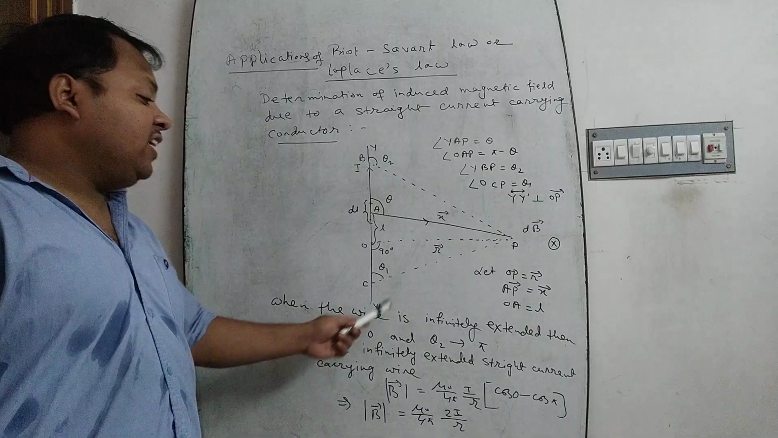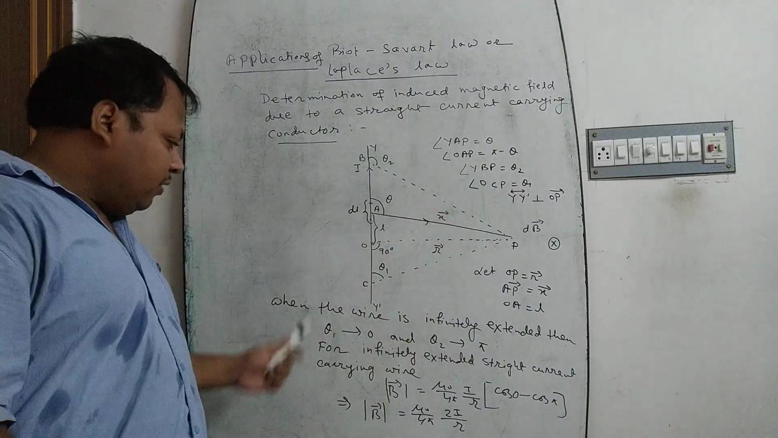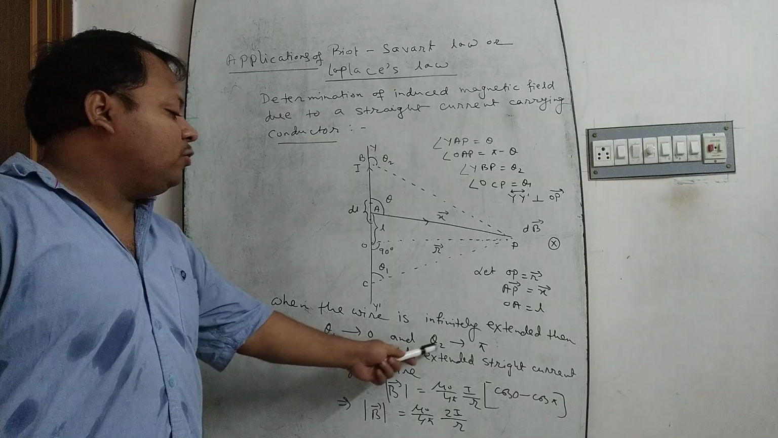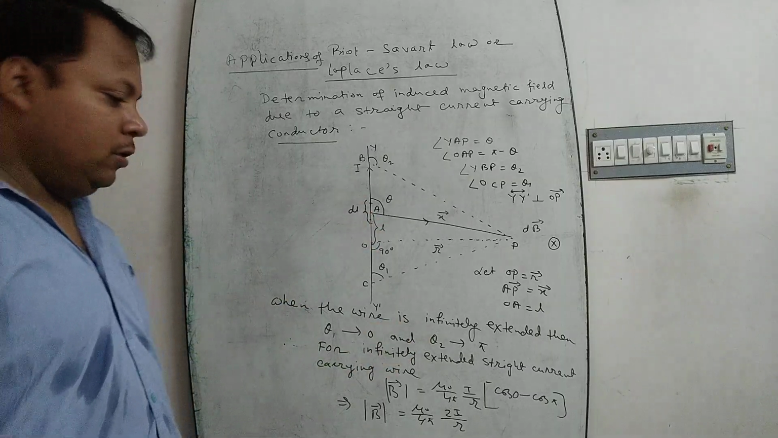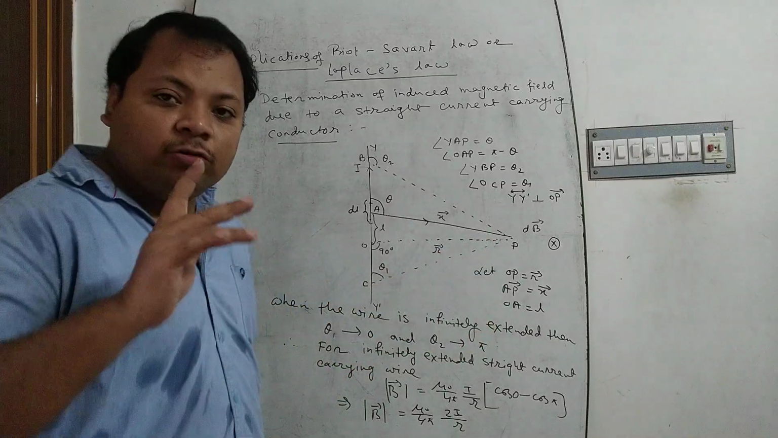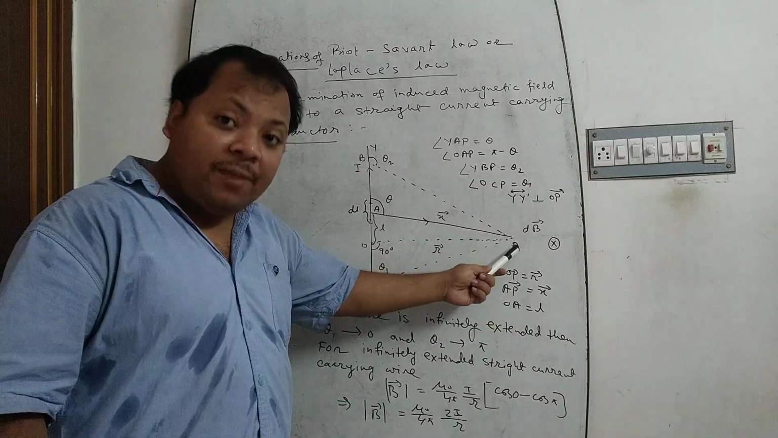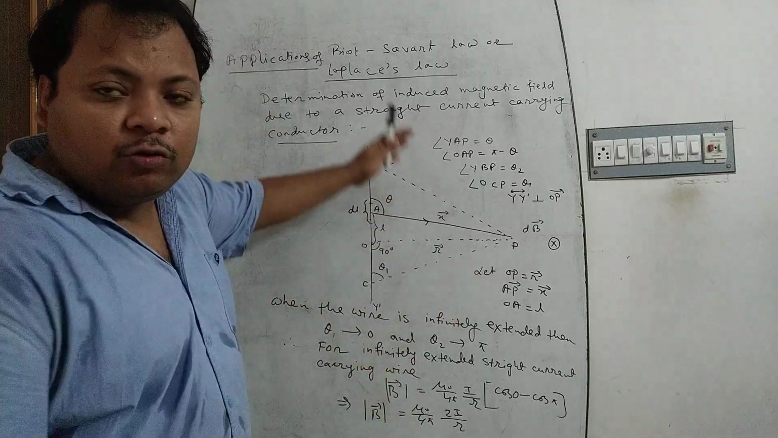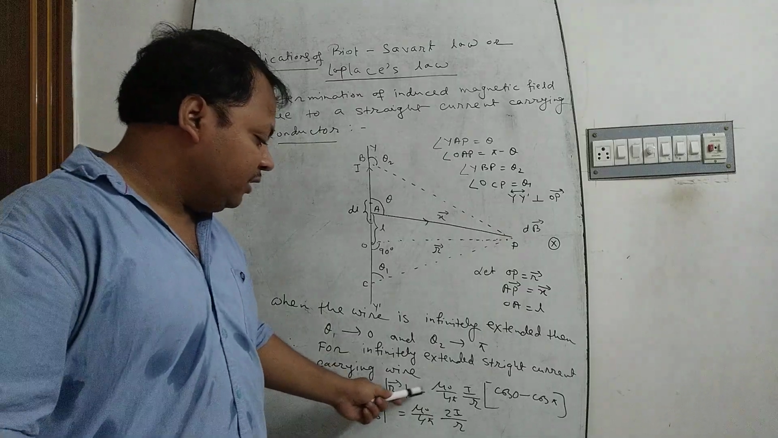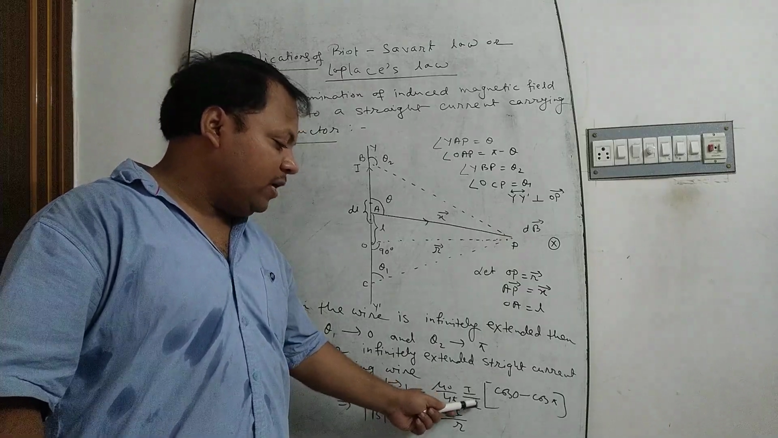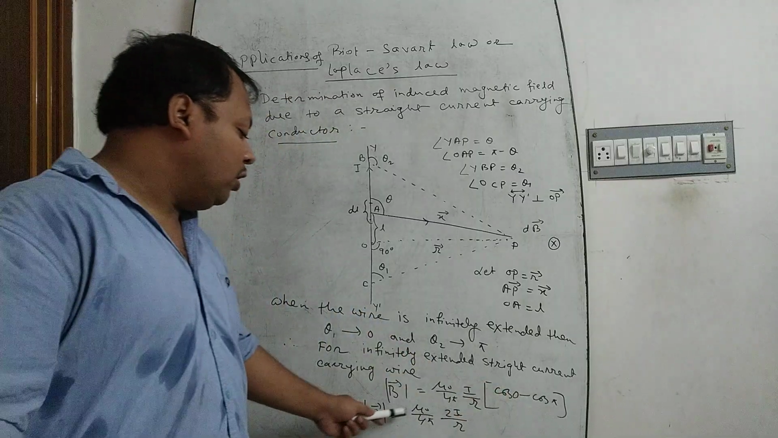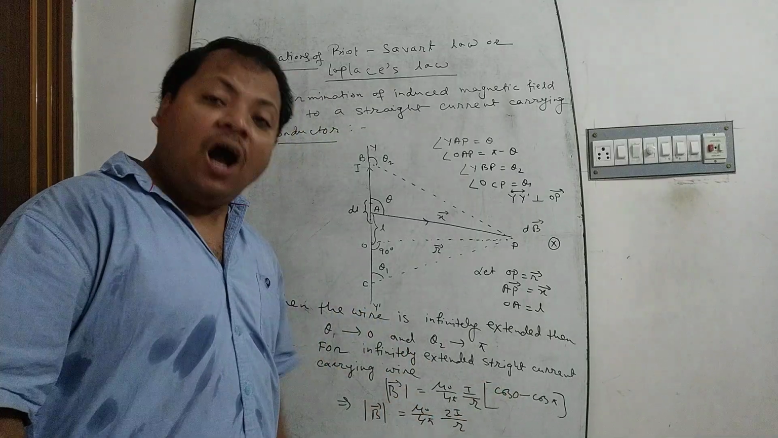When the wire is infinitely extended, then theta 1 tends to 0 and theta 2 tends to pi. Therefore, for the infinitely extended wire, the induced magnetic field at the point P becomes mod of B is equal to mu 0 by 4 pi I by R (cos 0 minus cos pi). This gives mod of B is equal to mu 0 by 4 pi 2I by R.